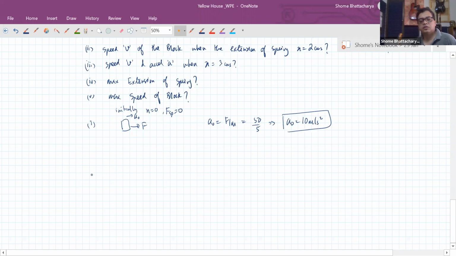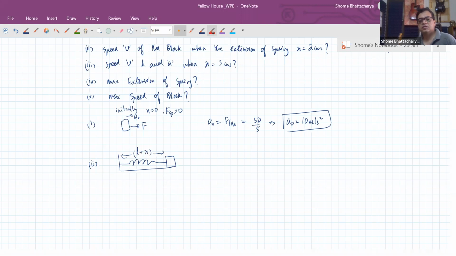But after some time, by the time this has happened, this has become L plus x. Now the spring force is there, so the acceleration would have reduced. In this picture, let's say the speed of the block is V. Now you compare this with the initial picture.